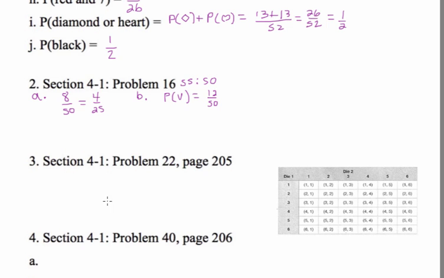Number 3, probability of getting a 7 or an 11. So these are mutually exclusive. Since these are mutually exclusive, they can't happen at the same time. We can just find the probability of getting a 7 and add it to the probability of getting an 11, and we'll have our answer.